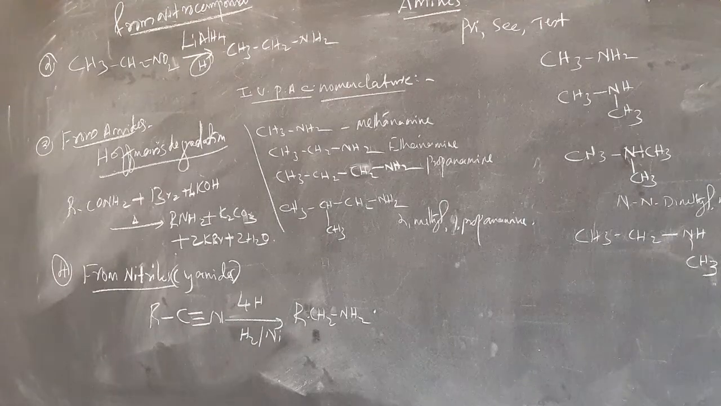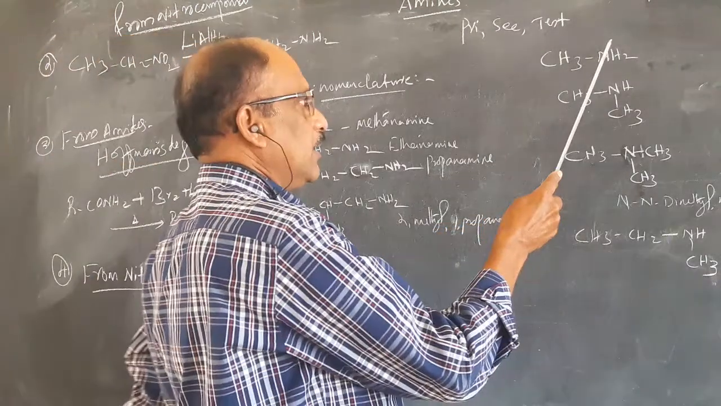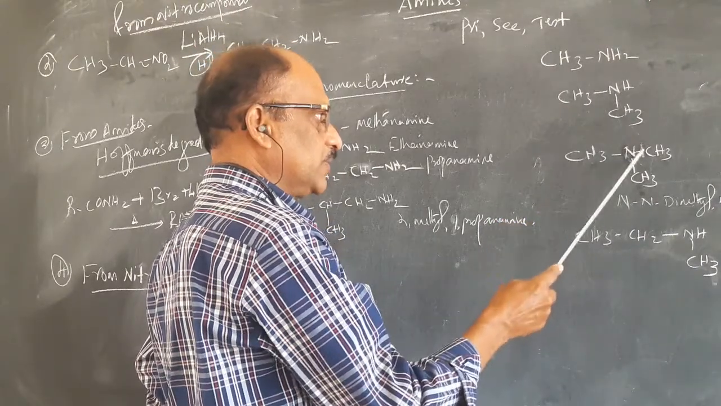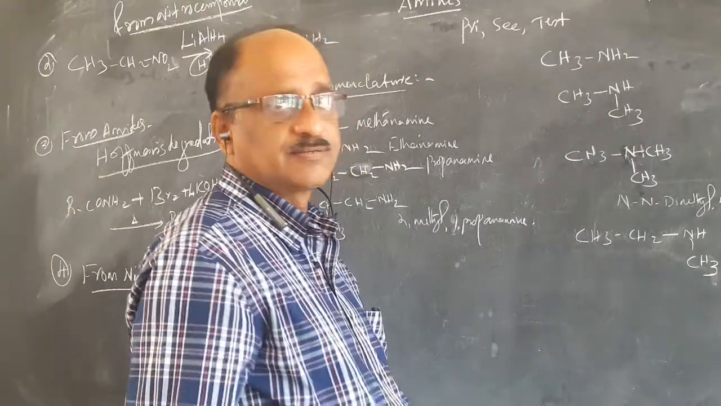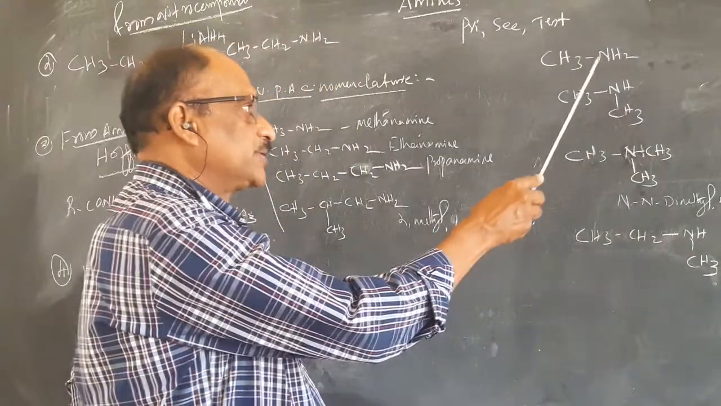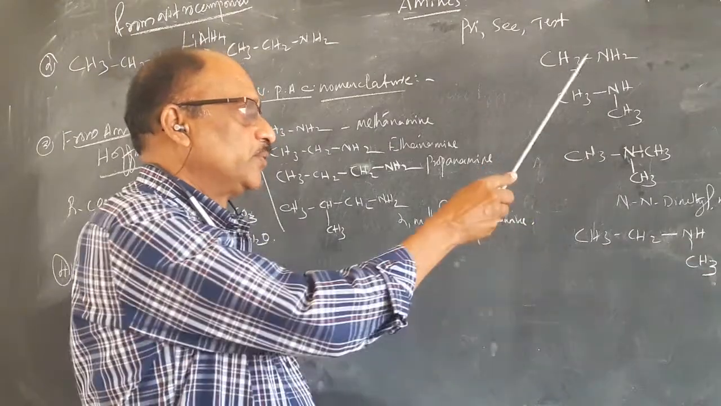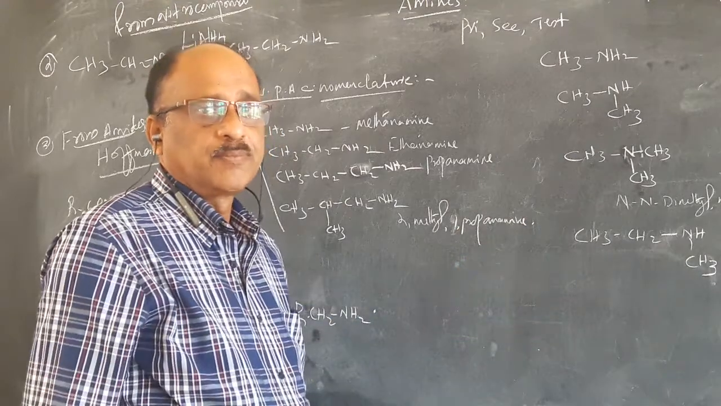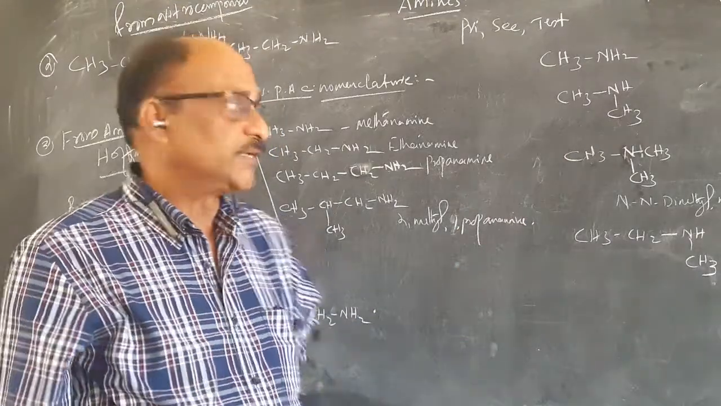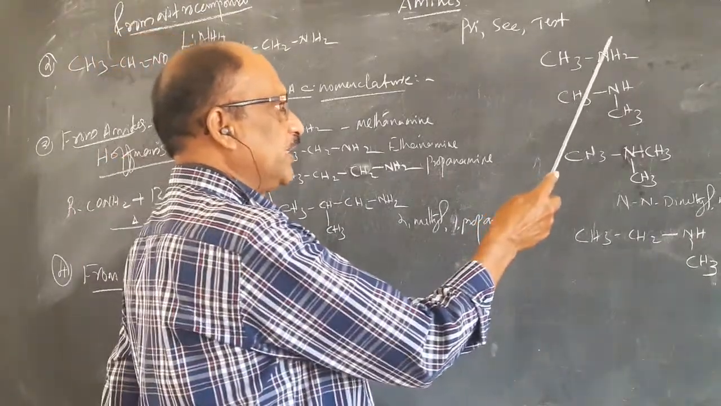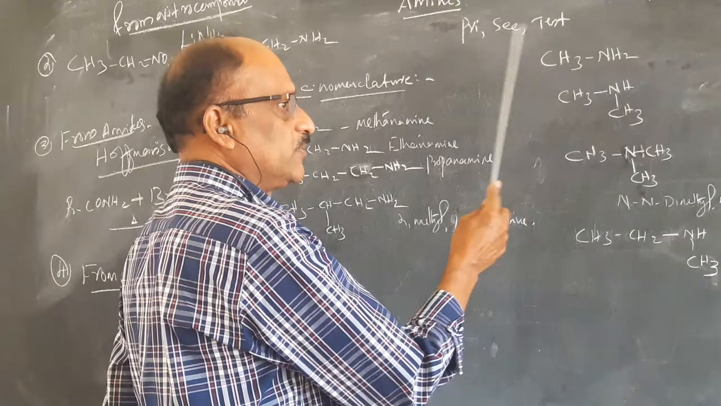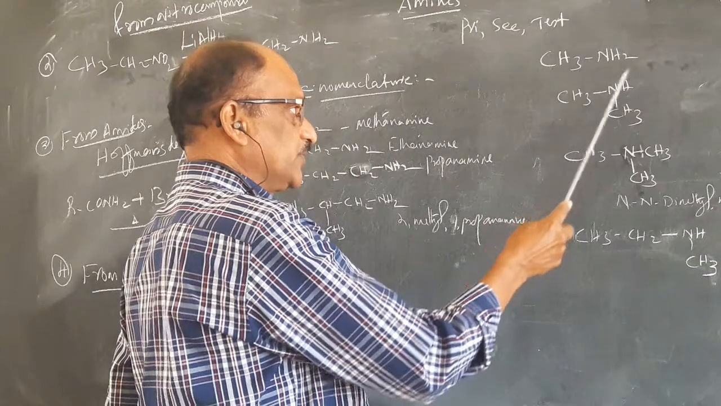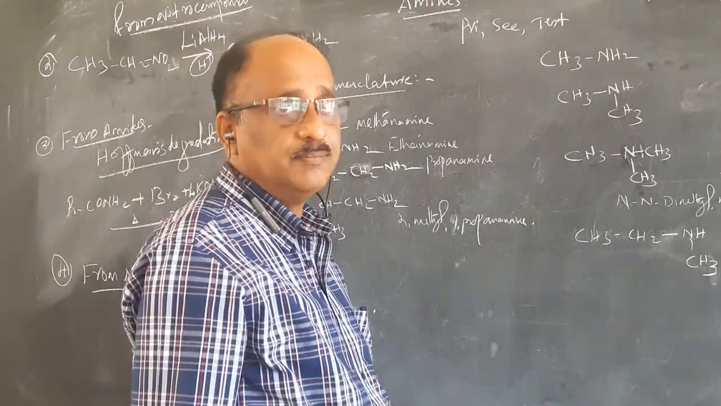Amines are compounds containing the NH2 group as functional group, otherwise NH or N functional group, like this. Depending upon the nature of the functional group, they can be divided into primary, secondary and tertiary amines. If an NH2 group is connected to CH3 or CH2 or any group, even the phenyl group, if it carries an NH2 group, then it is a primary amine.